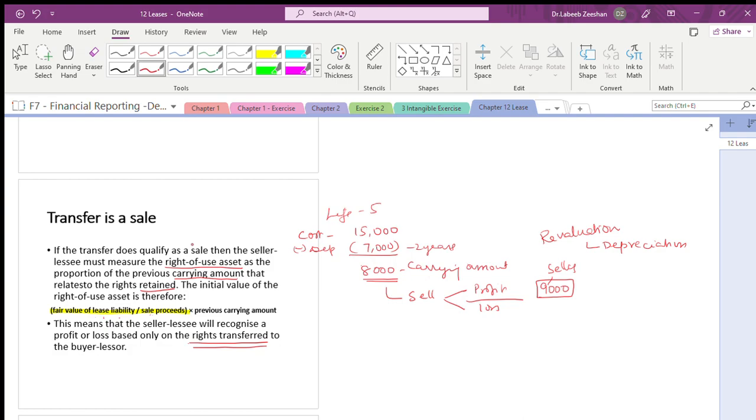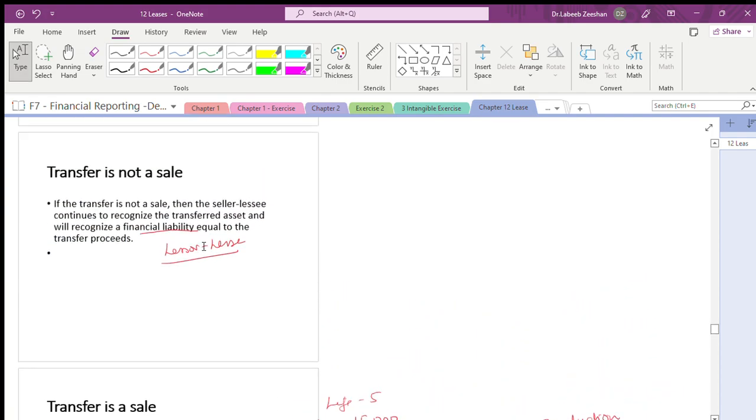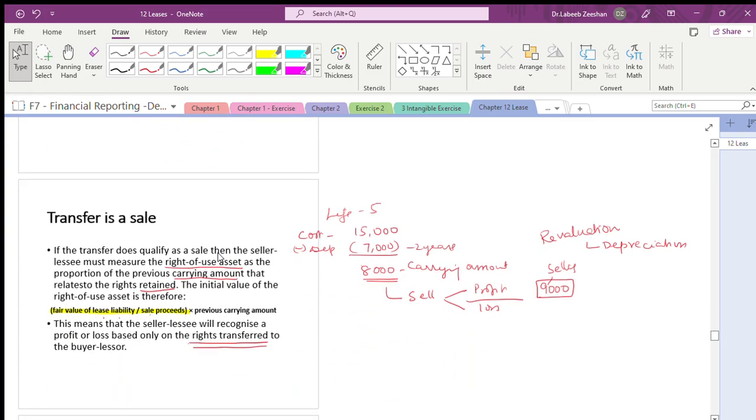There should be two things: transfer is not a sale, and transfer is a sale. When transfer is not a sale, you will have current liabilities, non-current liabilities, profit and loss account, all those things. When transfer is a sale, why? The buyer who is buying the asset has to reflect it in the statement of financial position as an asset. That is the reason we are very particular about this aspect.